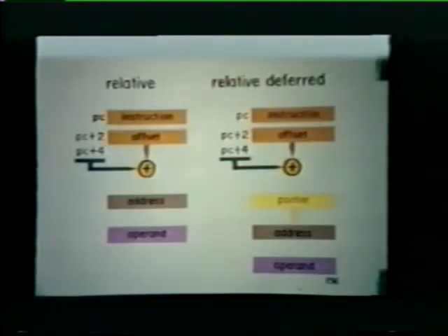Here we've placed the relative and relative deferred modes side by side. Note that the relative deferred mode, shown at the right, involves one additional level of addressing in order to retrieve the operand. Otherwise, these two special PC addressing modes are identical.